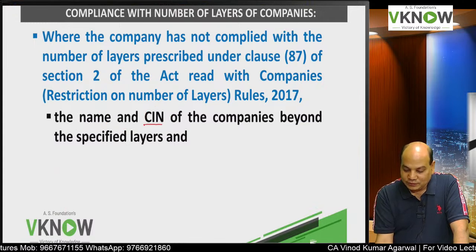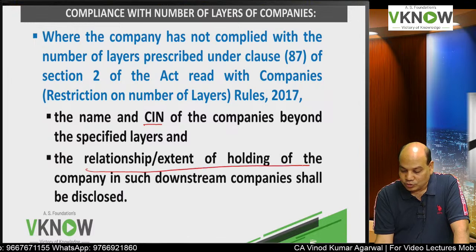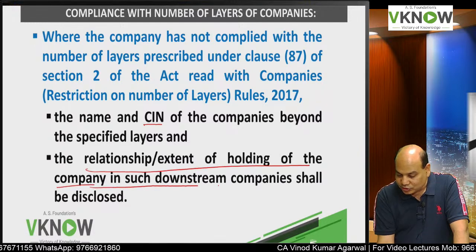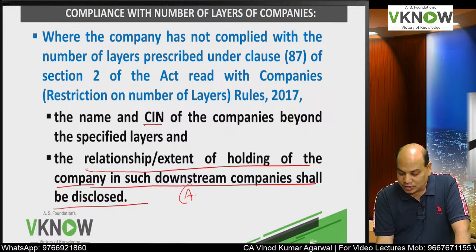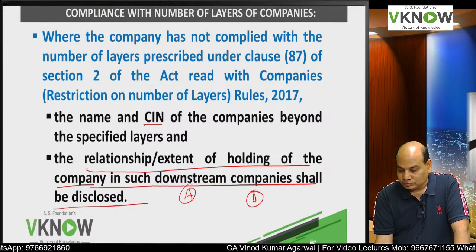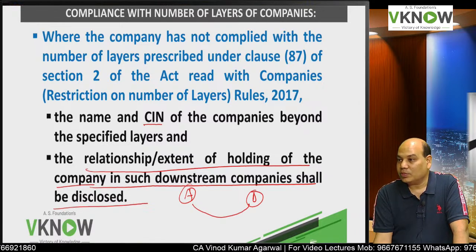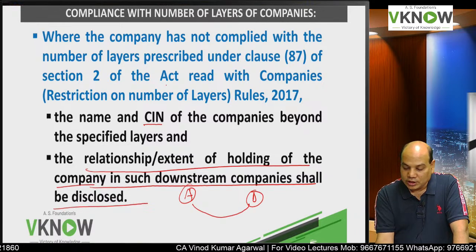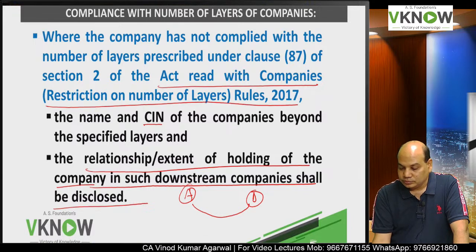So company identification number will have to be given, and the relationship or extent of holding of the company in such downstream companies shall be disclosed. So how many shares is A holding in D? What is the relationship between these two companies? All this will be disclosed, because you are violating this rule, the Companies (Restriction on Number of Layers) Rules.